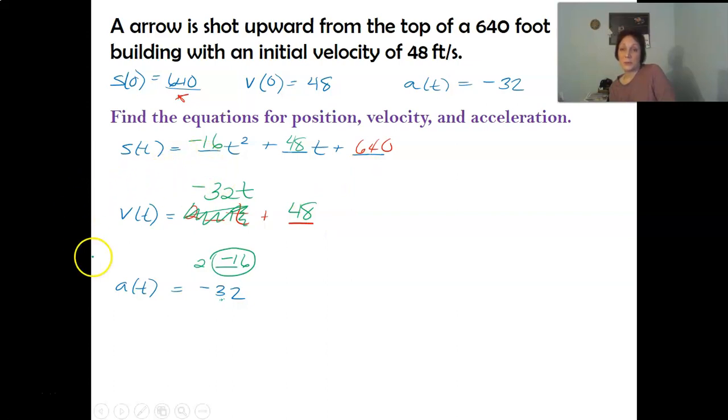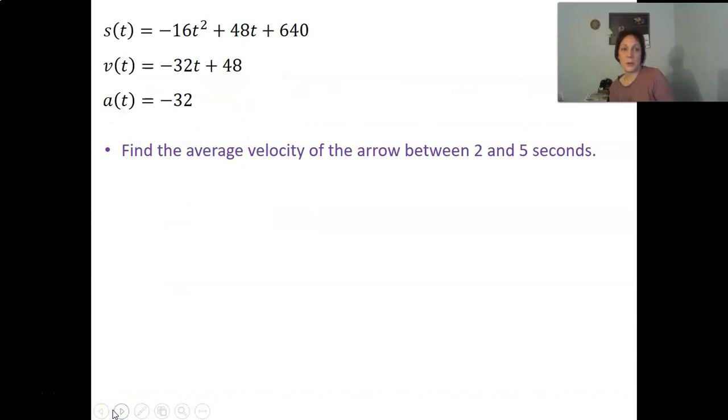And then when I take the derivative of that, it pops out to just a negative 32, which I know is true because I have constant acceleration. So just from those two numbers that they gave us and a little bit of knowledge of how derivatives work, we can pop our 3 equations. Okay. Once we have our 3 equations, we can answer all kinds of questions.